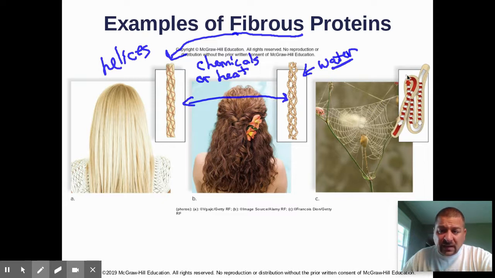Spider web, as an example of more beta or pleated sheets that just kind of coil back and forth on each other, and actually very, very strong structure.